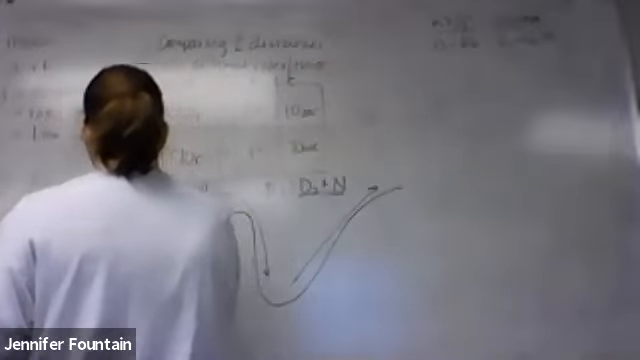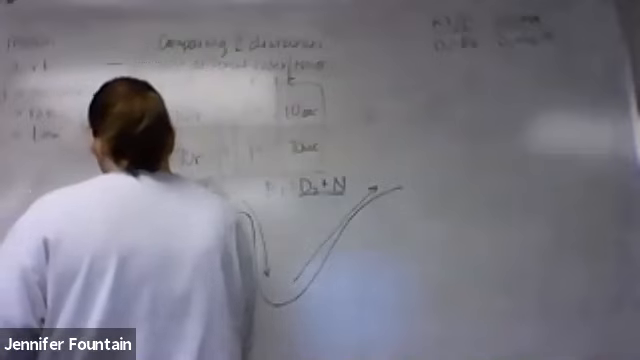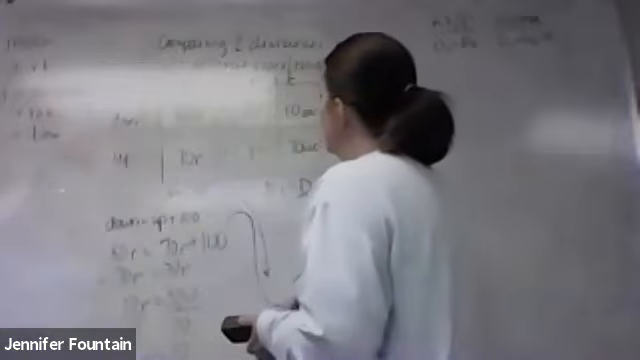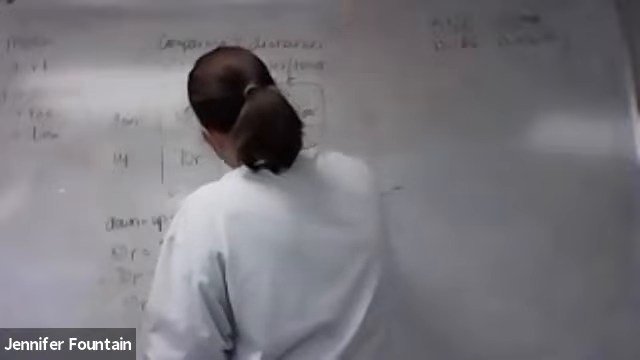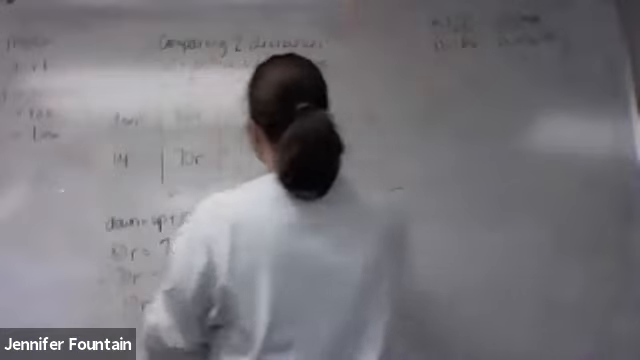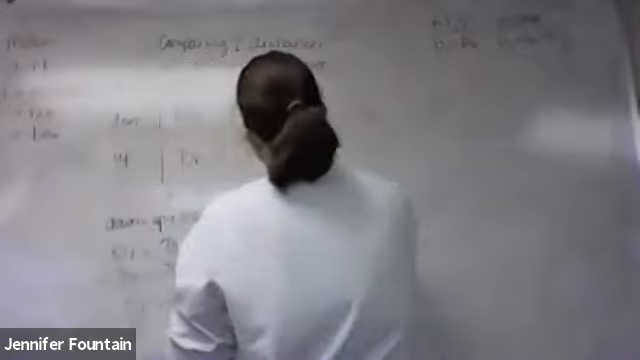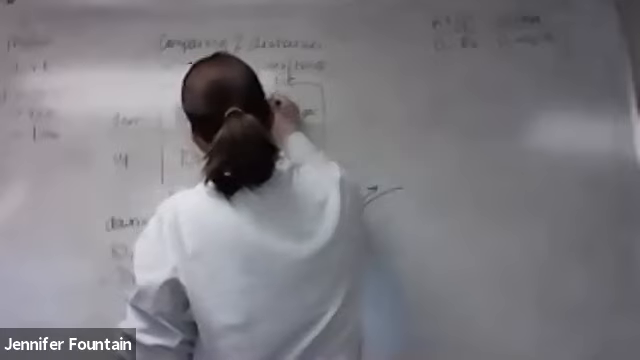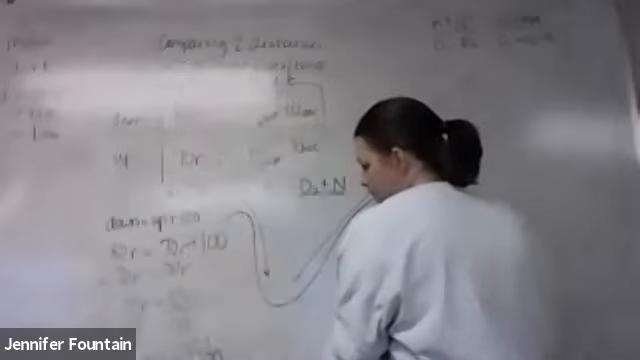Subtract 70R, subtract 70R. 10R equals 100. Divide by 10, divide by 10. R equals 10. So you're going 10 miles an hour. No, feet per second. 10 feet per second. And this is 80 feet per second. There we go.